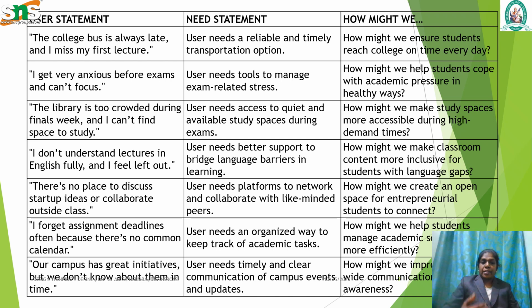Here we have a set of examples which will help us have a very clear picture about the user statement, need statement, and how might we statement. The user statement is, the college bus is always late and I missed my first lecture. The need statement is, user needs a reliable and timely transportation option. How might we ensure students reach college on time every day?